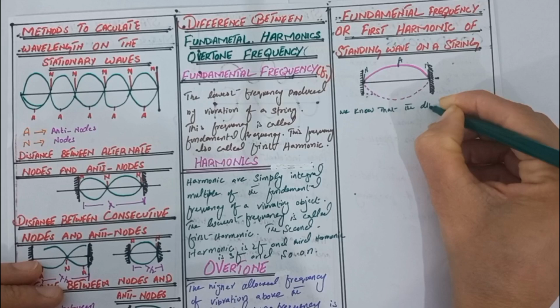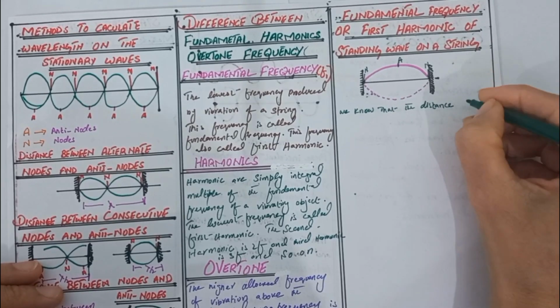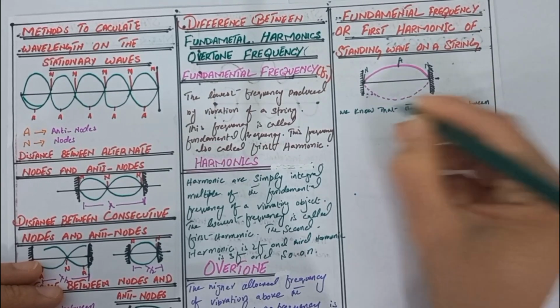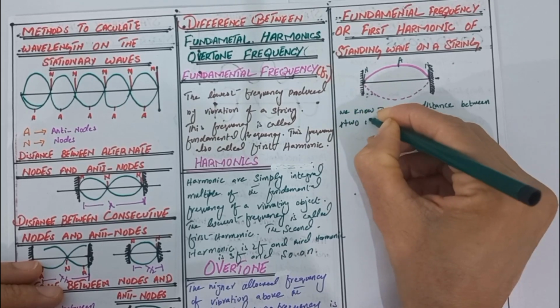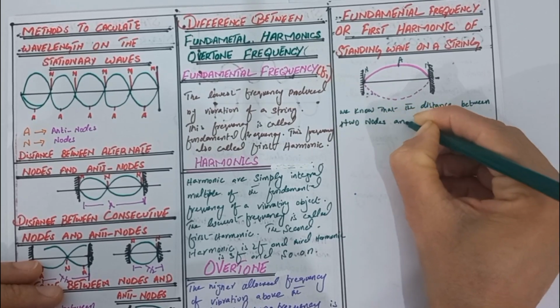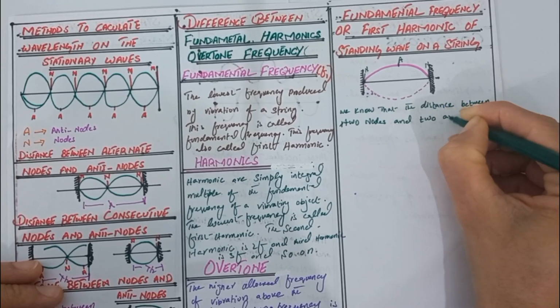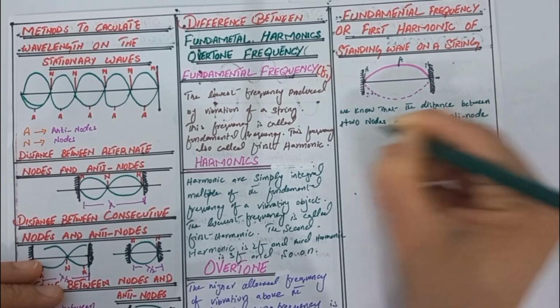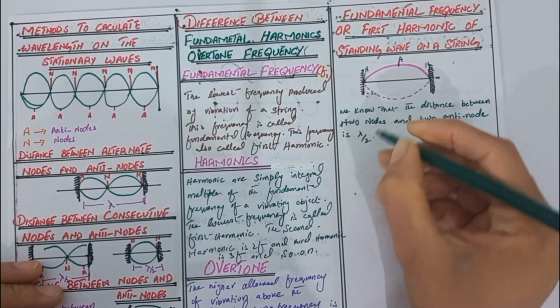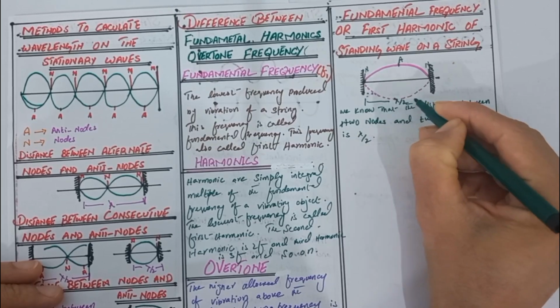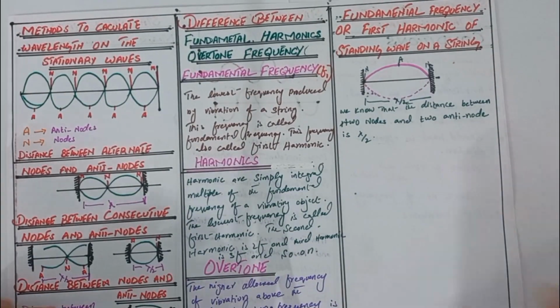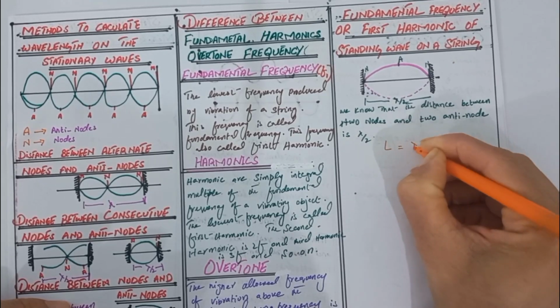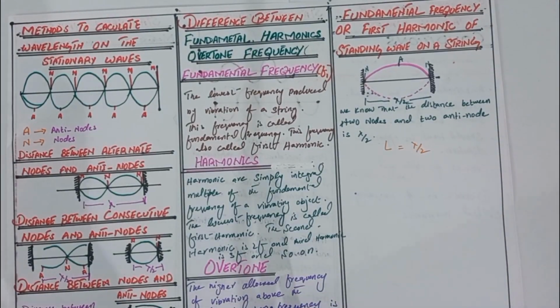the distance between two nodes or two antinodes is lambda by 2. So here the distance between the nodes is lambda by 2. So we write the length of the string is equal to lambda by 2.